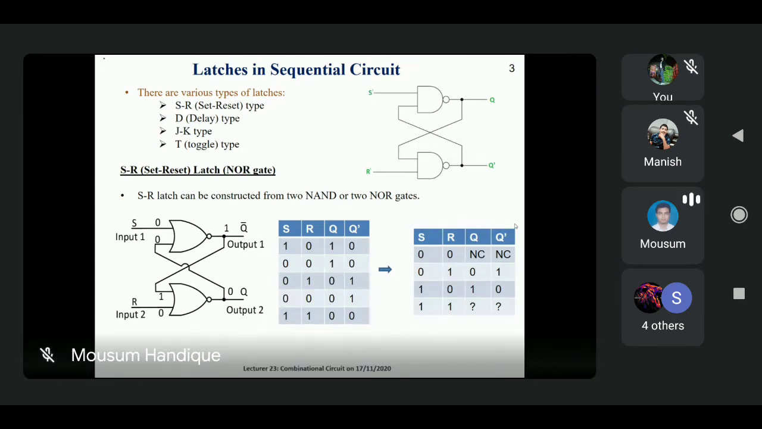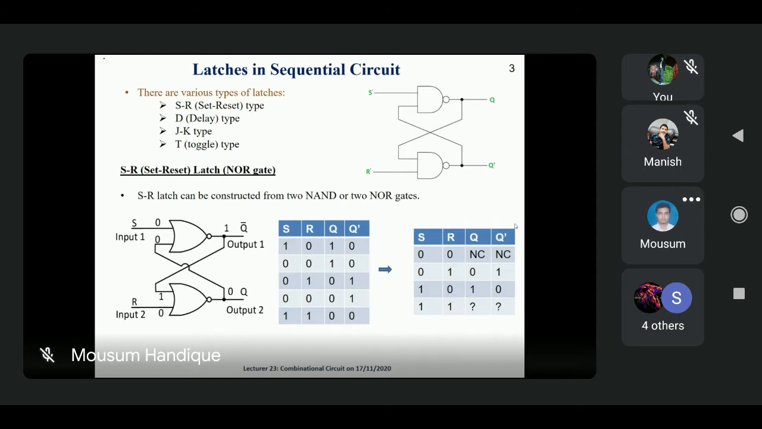Okay. D type means what? It is called delay. D stands for delay. And JK means Jack and Kilby. Sometimes those two words are used, but generally people are not using that; people are using only JK. Okay, JK flip-flop or JK type. And T is what? T type means toggle.